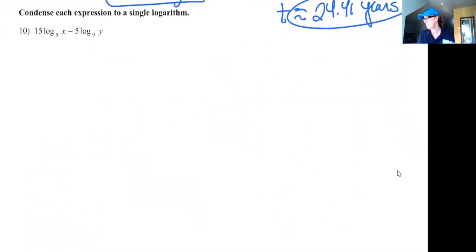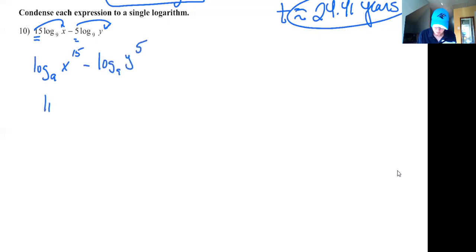All right, number 10. This is your law of logs. Condense this into a single logarithm. Remember, subtraction is the same thing as division. So I'm going to take my 15 and my 5, and I'm going to start by swirling them to my base. So I've got log base 9 of x to the 15th power minus log base 9 of y to the 5th power. I can write this as a single logarithm. Do you see it says the word single logarithm?